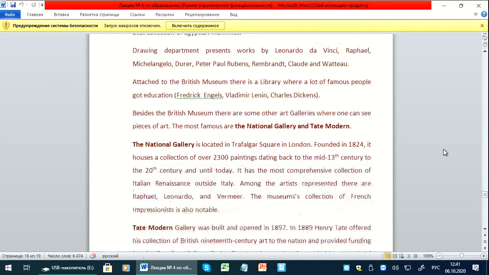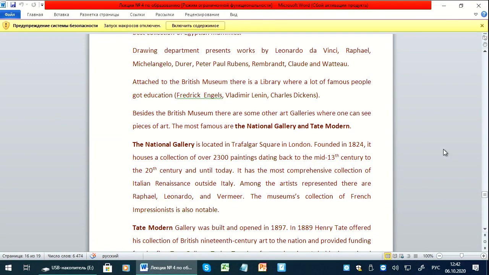It has the most comprehensive collection of Italian Renaissance art outside Italy. Among the artists represented there are Raphael, Leonardo, and Vermeer. The museum's collection of French Impressionists is also notable.